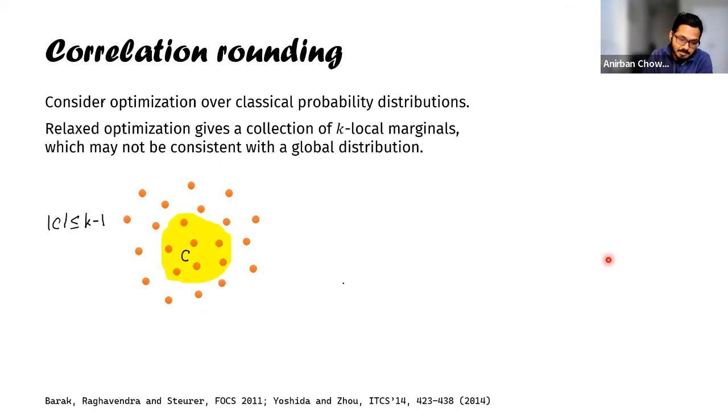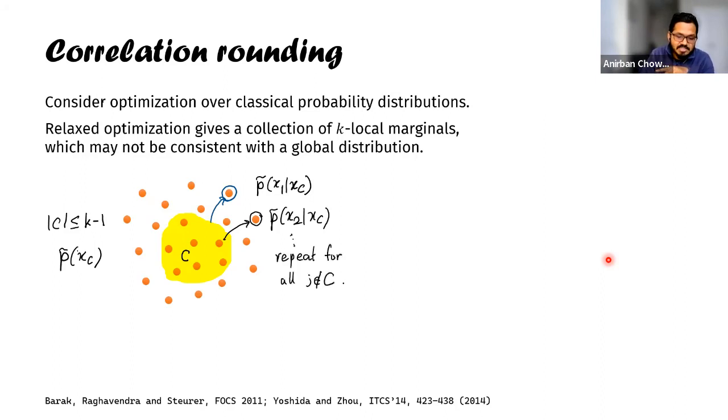We pick a random subset C of size less than k-1, and sample some assignment of the variables in it, which we call xc, dictated by the local marginal defined on C. Then, conditioned on this xc, we sample a different variable and get some value x1. And we keep repeating this kind of conditional sampling, with the conditioning being on this outcome xc we've obtained on C. And we do this for all variables that are not in the set C.